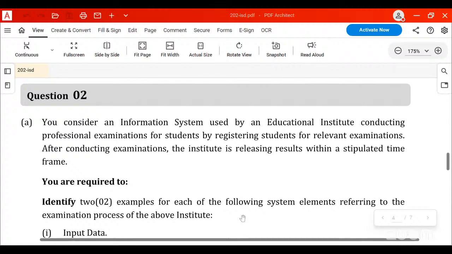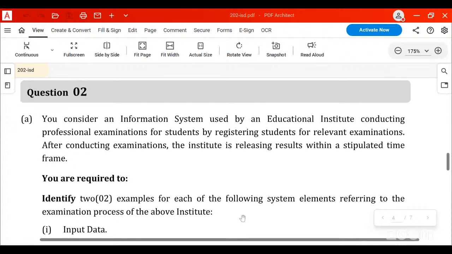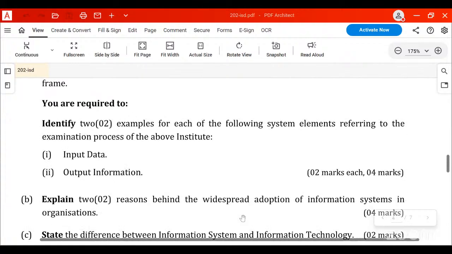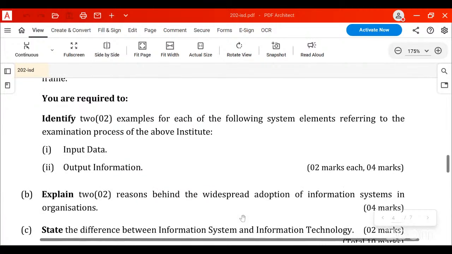Consider an information system used by an educational institution, right? Conducting professional examinations for students by registering students for relevant examinations. After conducting examinations, the institute is releasing results within a stipulated time frame. You are required to identify 2 examples for each of the following system elements referring to the examination procedures of the above institute.